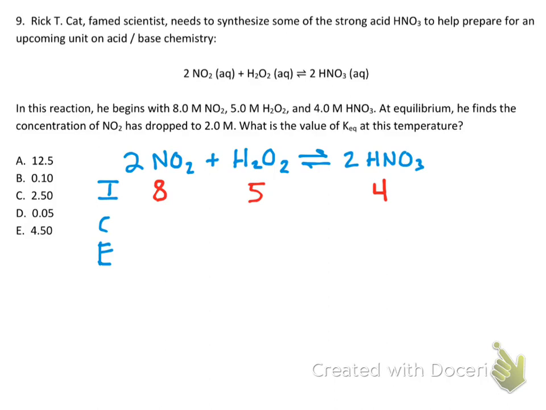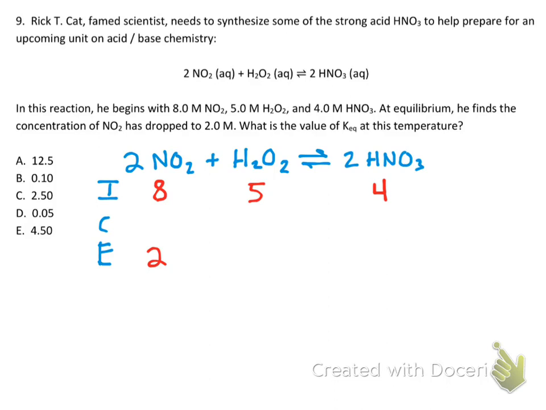Now, there's essentially two flavors of ICE table. There's ones where we're given an initial amount, and we're given no information about the equilibrium amounts, and we need to use variables. But in this case, we're actually given the equilibrium amount of one of these chemical species. We're told that the NO2 drops down to 2 molar. This is significant because if you know the initial amount of something and the final amount, you can always find the change. And if you know the change in one thing, you can find the change in everything else.